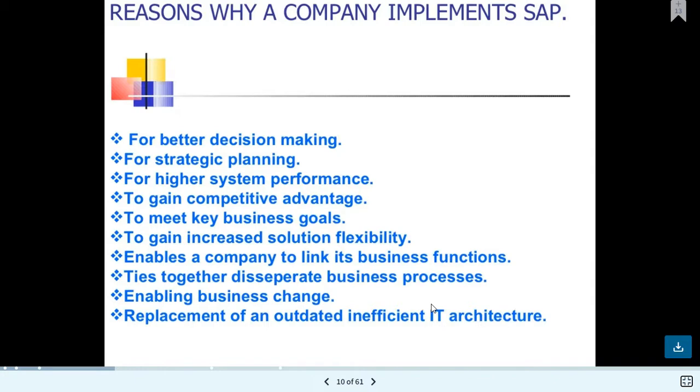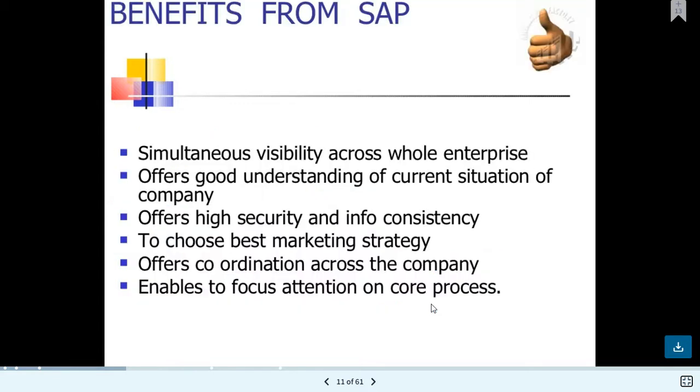Reasons why a company implements SAP: for better decision making, for strategic planning, for high system performance, to gain competitive advantage, to meet key business goals, to gain increased solution flexibility. It enables a company to link its business functions together and disparate business processes, enabling business change and replacing an outdated, inefficient IT architecture.